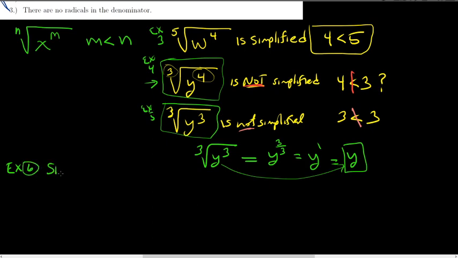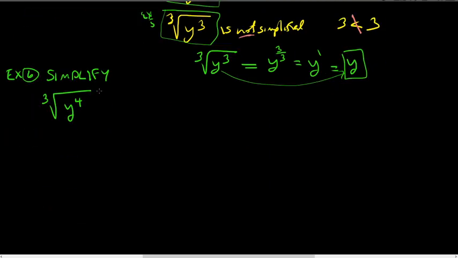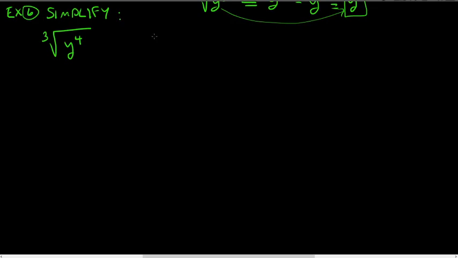And example 6 says we want to simplify the cube root of y to the power 4. Okay, we know it's not simplified, because 4 is not less than 3. This exponent 4 here is bigger than 3. It's not less than 3. So how do we simplify this?